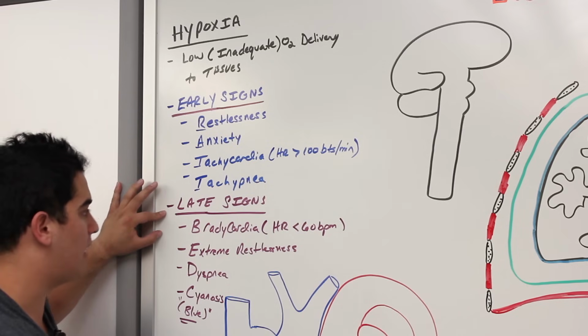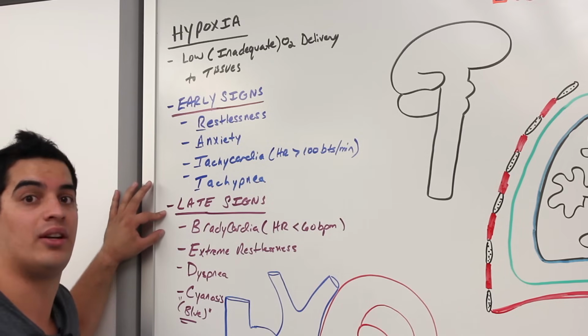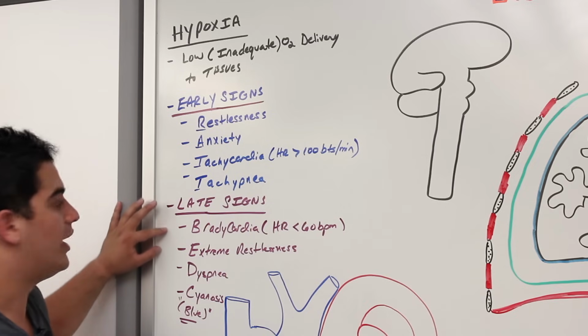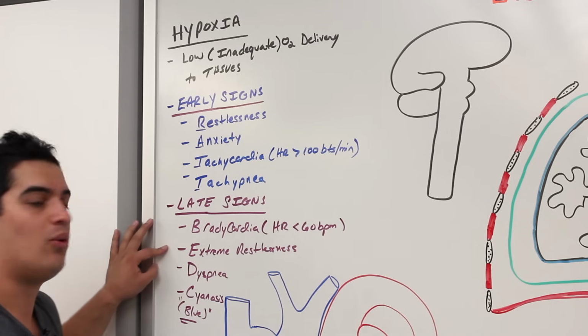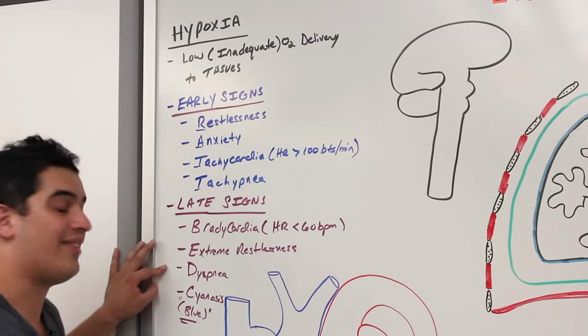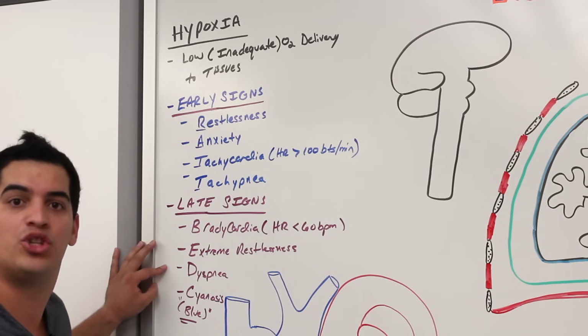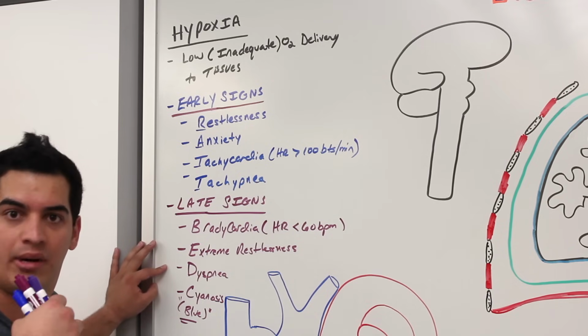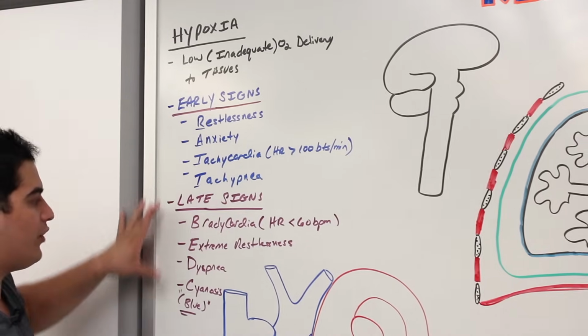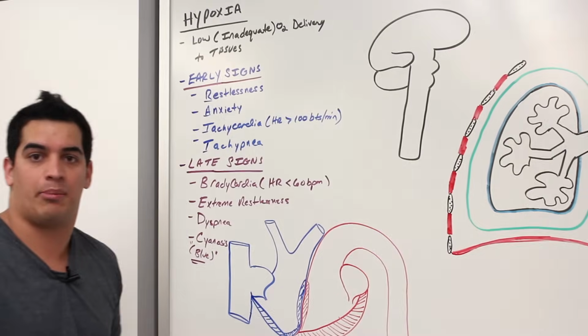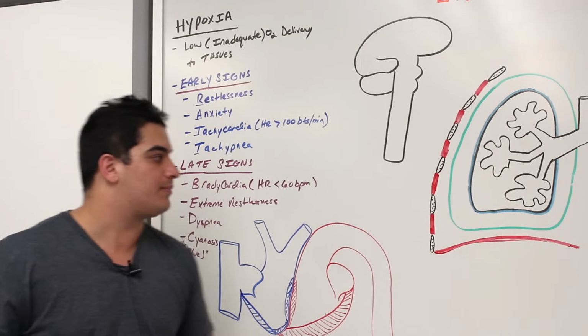And then remember the late signs of hypoxia, which you want to try to make sure that you treat the issue as soon as possible, is going to be bradycardia whenever the heart rate is less than 60 beats per minute. When they have extreme restlessness, they have dyspnea. What is dyspnea? Dyspnea is basically shortness of breath or gasping to bring in air. And the last one is cyanosis. And I'll talk about whenever you see these signs, how would you treat it? Because it depends upon what type of hypoxia they have.